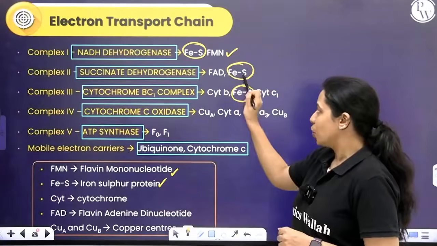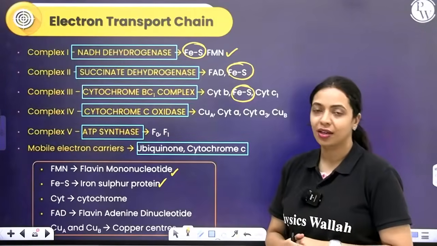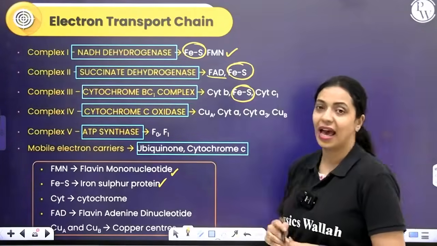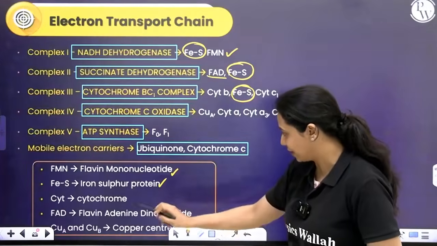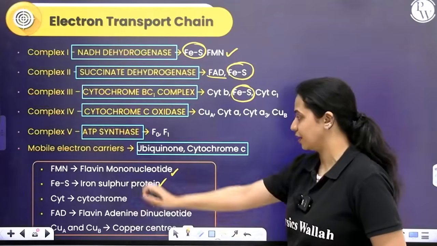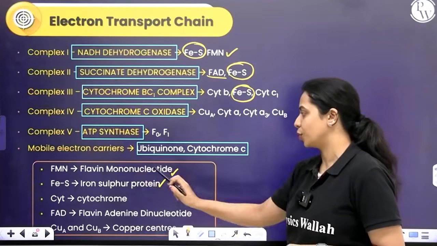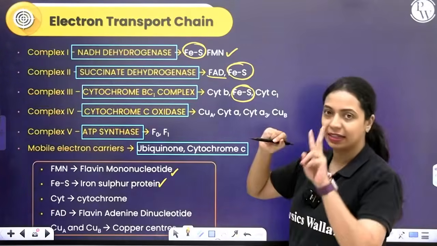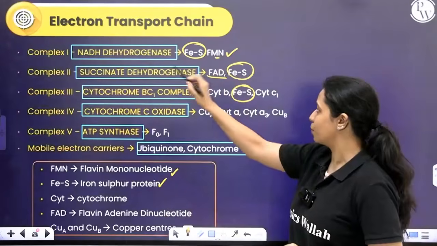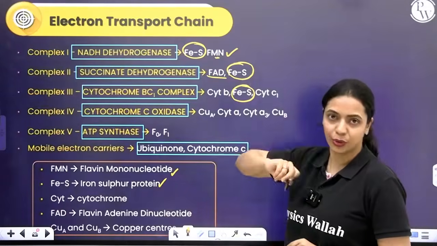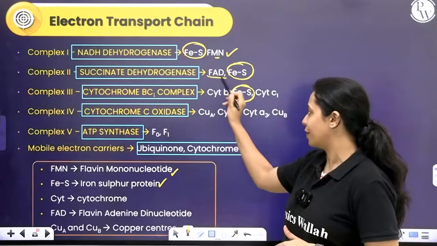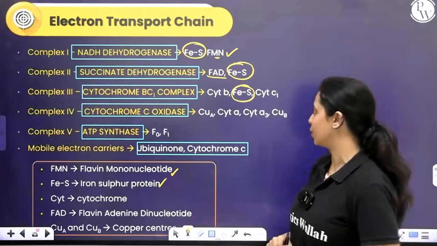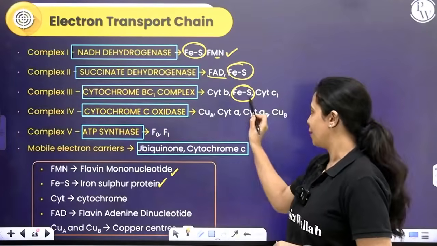In complex 2, in addition to iron sulfur protein, you will have flavin adenine dinucleotide. FAD is flavin adenine dinucleotide. FMN is flavin mononucleotide. This is FAD, dinucleotide. First complex, remember, mono. First means 1, flavin mononucleotide. Second means di, 2. That's how you remember it, but FAD is flavin adenine dinucleotide. Third one, FeS is constant.